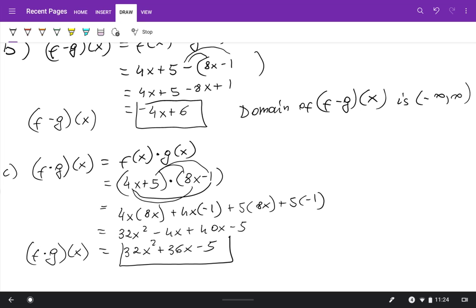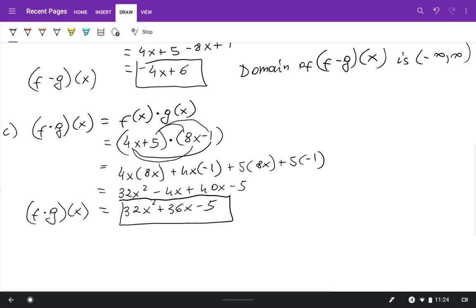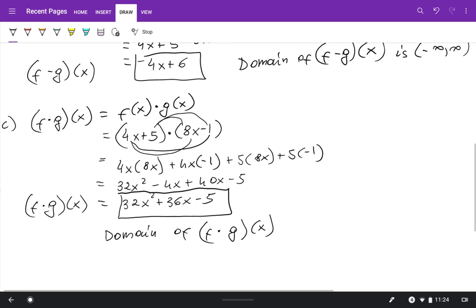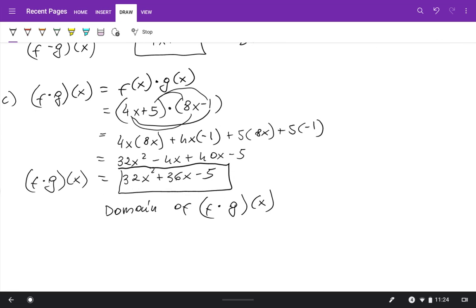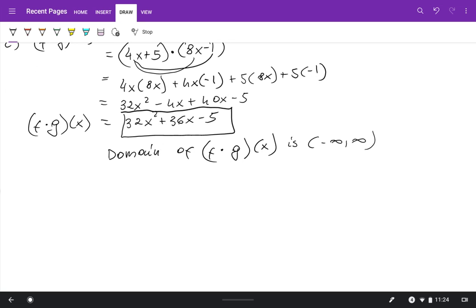Okay, so this is the solution. So here, also when you have the solution, they will ask you what is the domain of the product of f times g of x. So always when you create a new function, you're saying, okay, the domain of the product is the domain of function f and domain of function g. Since both domains are all real numbers, it's still going to be from negative infinity to positive infinity.